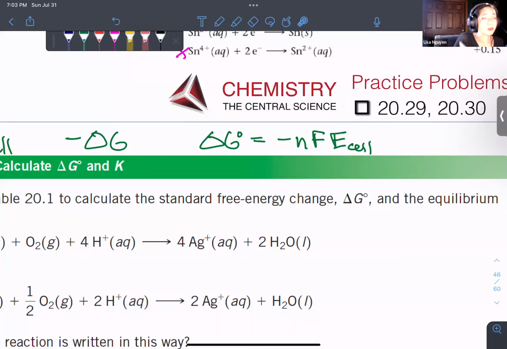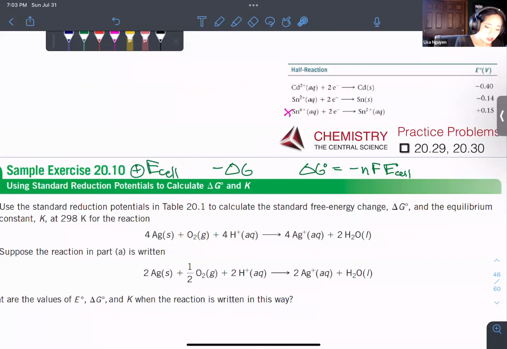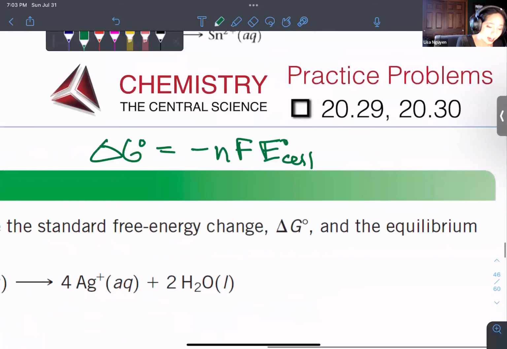Again, that's pointing to the idea that positive cell potentials are spontaneous because you get a negative delta G value. But if E cell is negative, then you take a negative times a negative, and delta G is positive. It's not spontaneous in that direction. So that's the new equation here, but this question also wants you to calculate K.